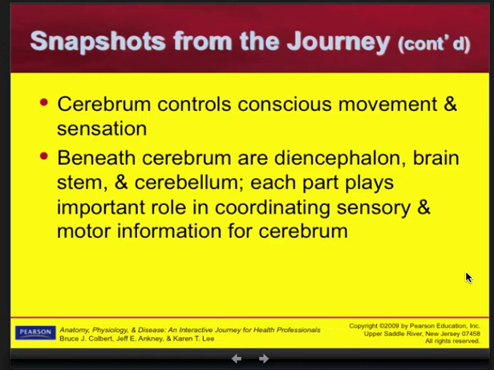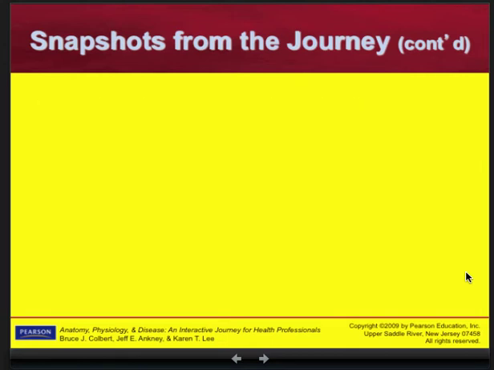Beneath the cerebrum are the diencephalon, the brainstem, and the cerebellum. Each part plays an important role in coordinating sensory and motor information for the cerebrum. Remember that the cerebellum is that little hunk of neural tissue that looks sort of like turkey burger. It lies posteriorly and inferior to the occipital lobe of the brain, and it also has a role in coordinating your sensory and your motor function and getting them to sync up.